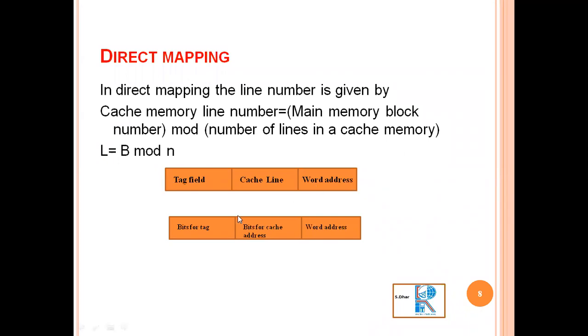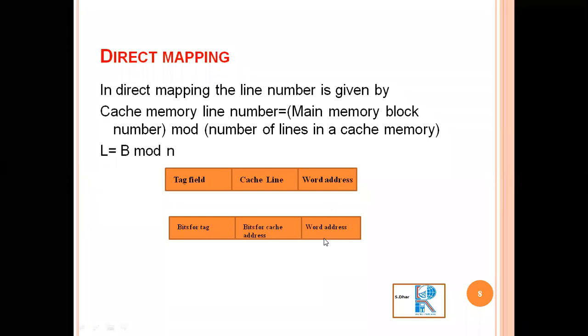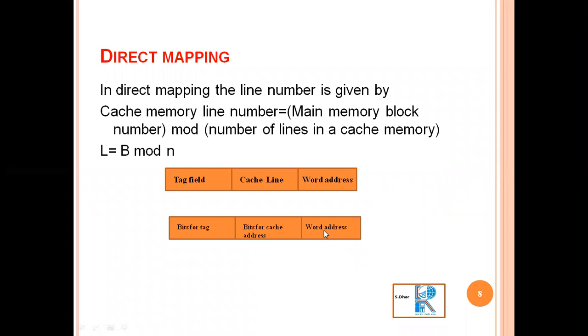If I give one example, it will be more clear. So see here, I have already told there are three fields. One is the word address, another is the cache line address, another is the tag field. See here, if the block contains 4 words, what is the total number of bits required here? 2 bits, because 4 means 00, 01, 10, 11. Clear? If the cache contains 8 lines, the number of bits here will be 3, because 2 to the power 3 is equal to 8. So here 3, here 2. 5 bits are required for this.